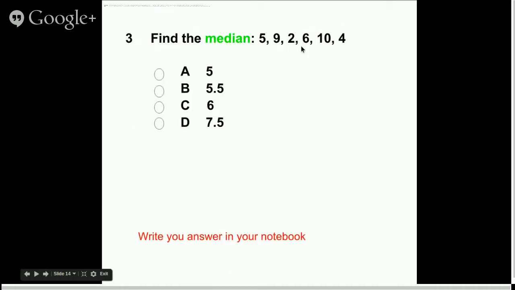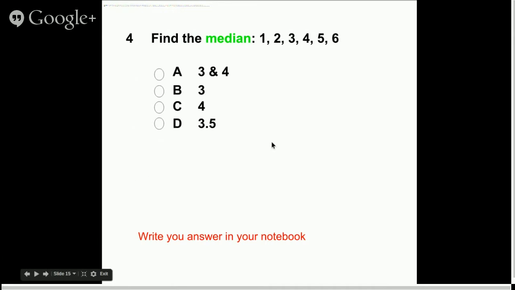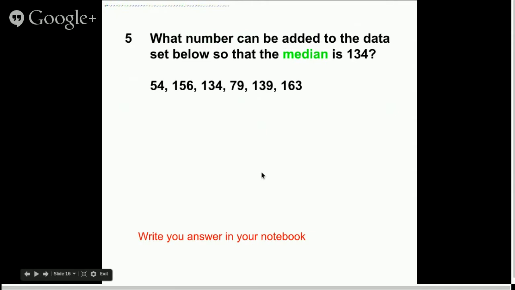All right. Find the median of these numbers. Go ahead and pause it. All right. Correct answer is 5.5. Try this one. Go ahead and pause it. Correct answer is 3.5. Not 3 and 4. You got to find the mean of those two numbers. All right. Last one for median.